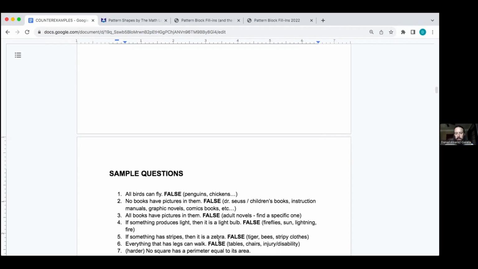Okay, let's think of a slightly harder one. I claim that no square has a perimeter equal to its area. Okay, let's agree on some unit. I don't know, centimeters, for example, or inches. I don't care. And I'm going to claim that no square has a perimeter that is equal to its area.